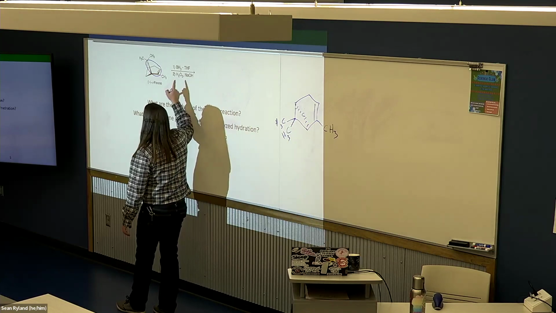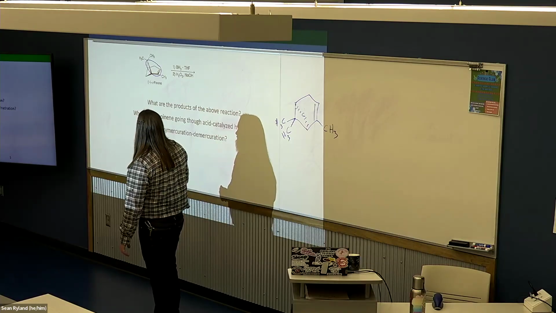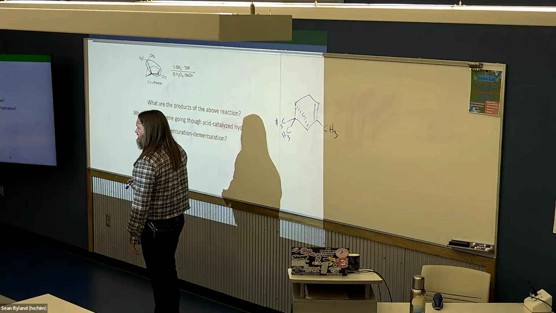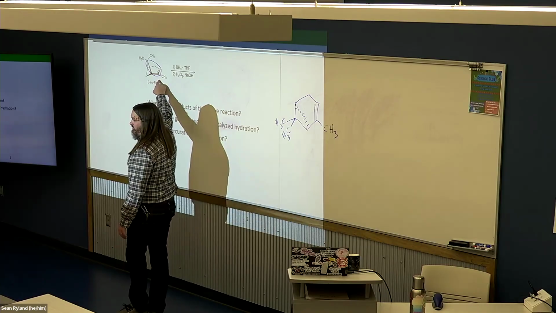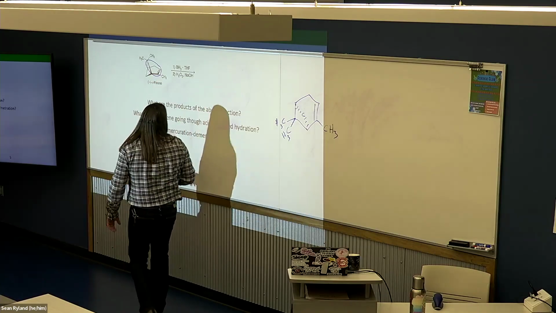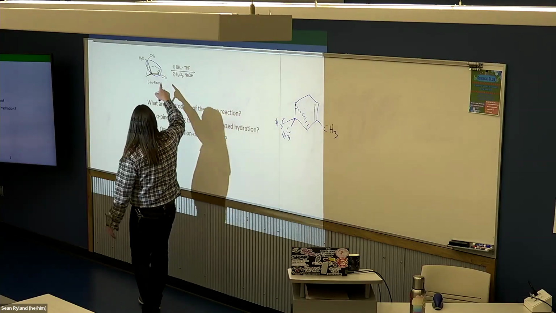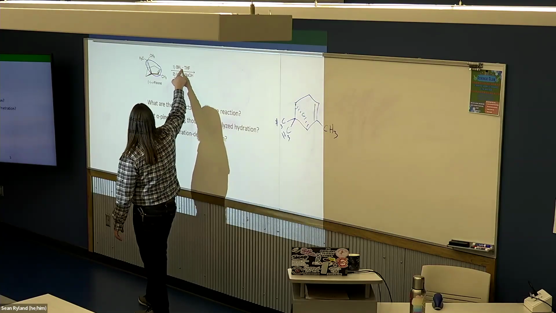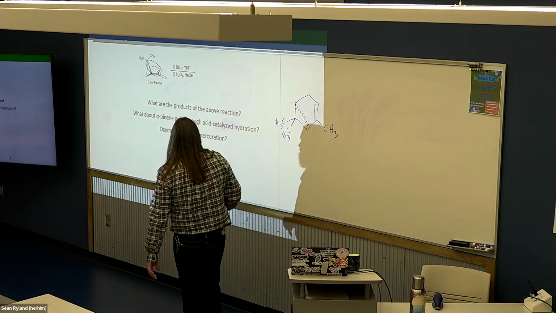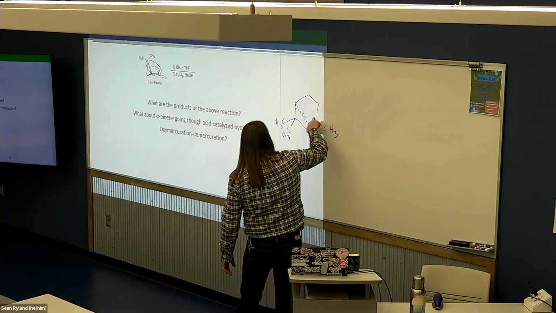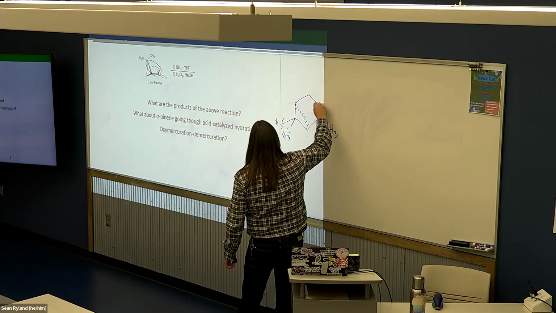Does it really matter as far as the reaction is concerned? Well, no, we only have one double bond. So even though redrawing this molecule is going to be a pain, at the end of the day, we're still going to be doing a hydration. So we're going to break the pi bond, put an OH right there.